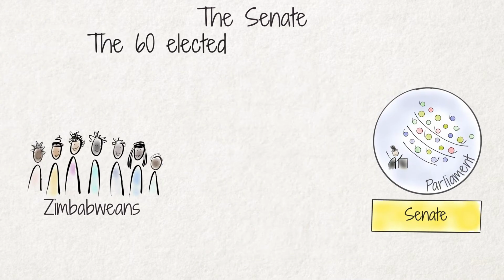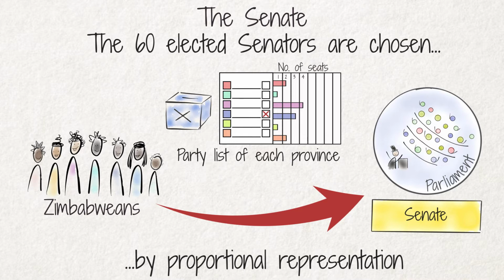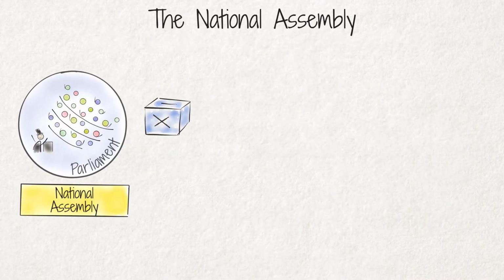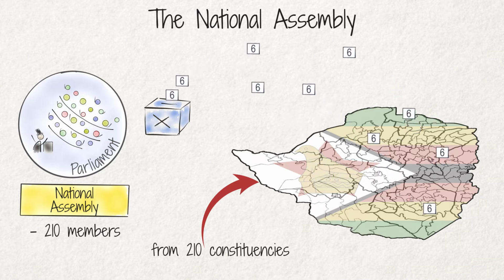The 60 elected senators are chosen by proportional representation based on the votes cast for political parties in each of the provinces in a general election. The National Assembly consists of 210 members elected by secret ballot from the 210 constituencies into which Zimbabwe is divided. Until 2023, there are an additional 60 female members elected by proportional representation, 6 in every province.